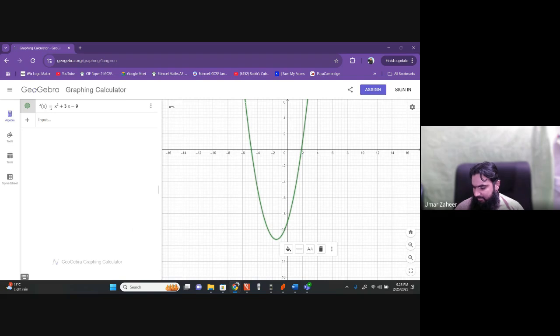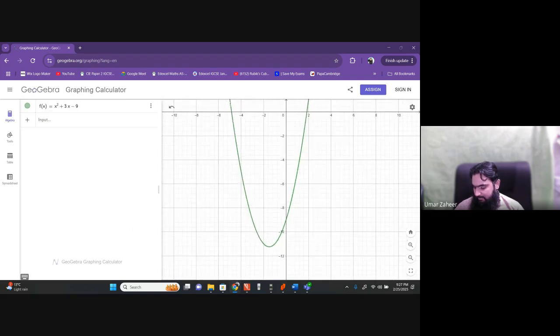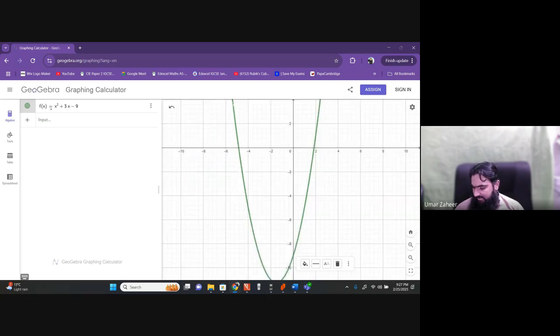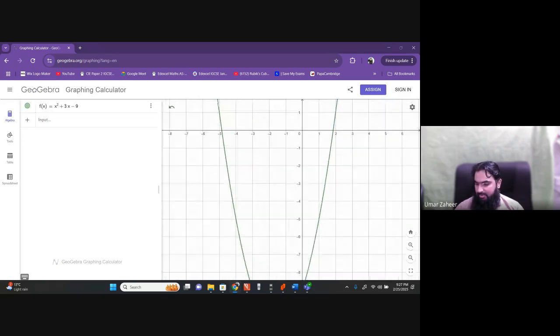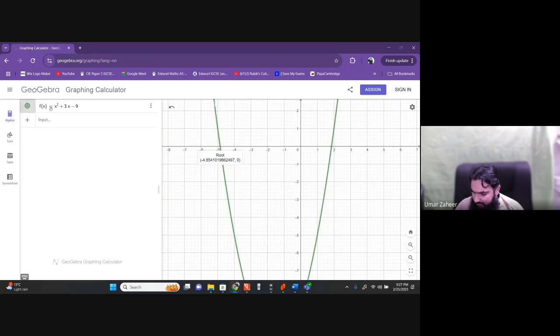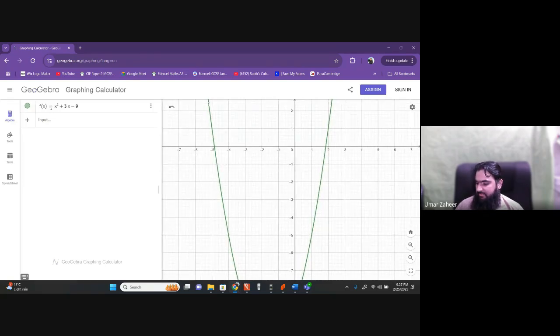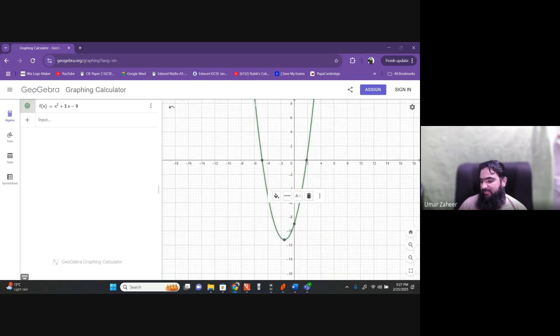Look here. The turning point is going to change. That is minus 1.5 and minus 11.5. Your y-intercept is going to change. That is 0, comma minus 9. That is the y-intercept. And if you go up, you will get the x-intercepts here: minus 4.8 and plus 1 point something. Is it clear? I'm changing different values, but the shape of the graph looks exactly the same. Is it clear? Yes, sir. If you put different values, it is still the same.